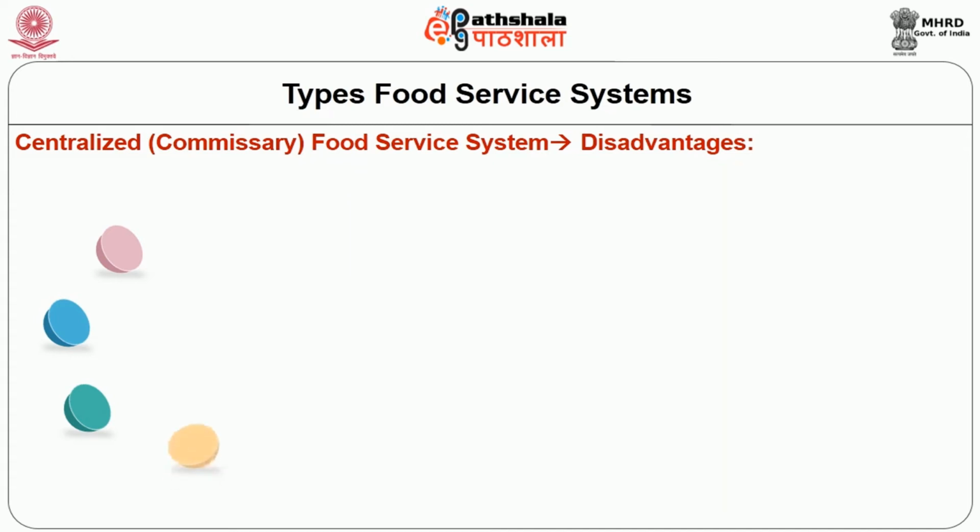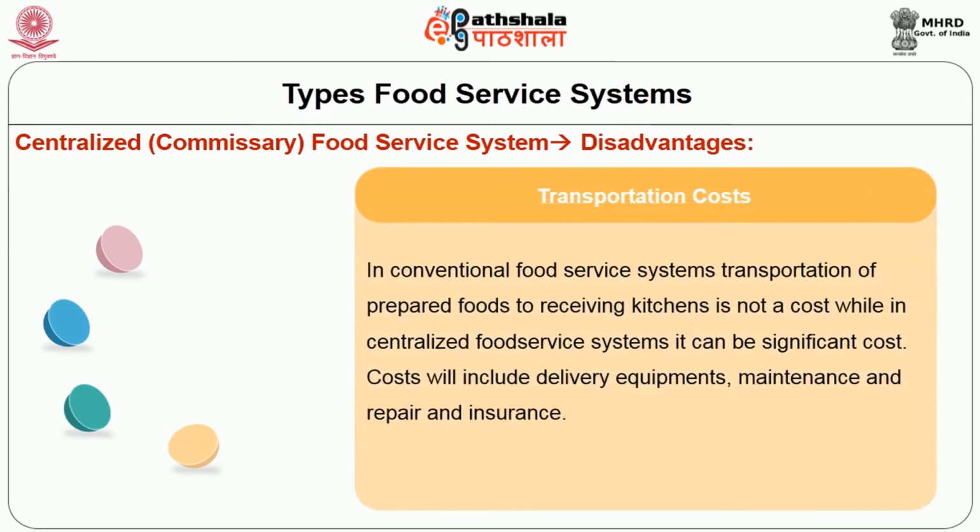Our next disadvantage is transportation costs. In conventional food service systems, transportation of prepared foods to receiving kitchens is not a cost, while in centralized food service systems, it can be significant. Costs will include delivery equipment, maintenance and repair, and also insurance.